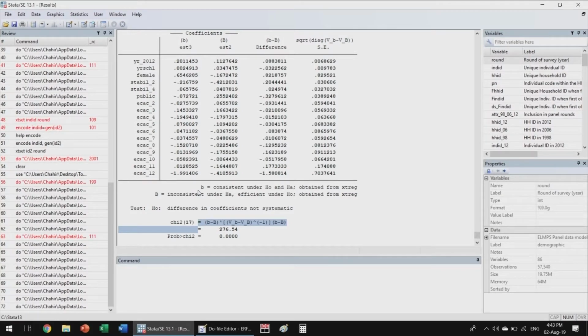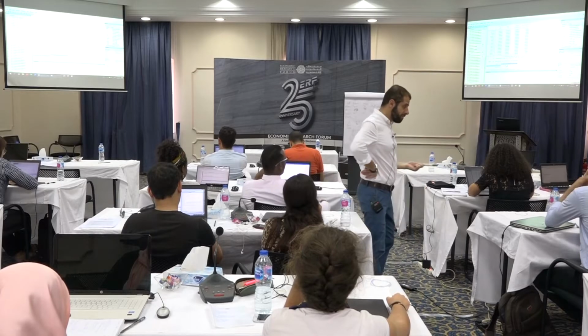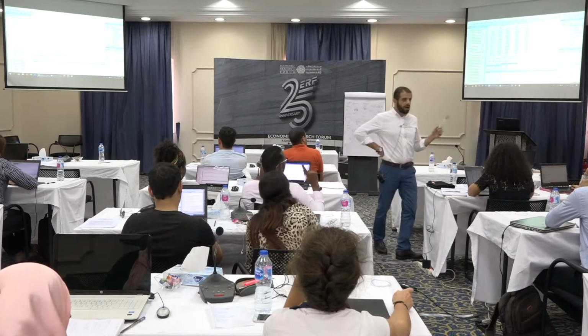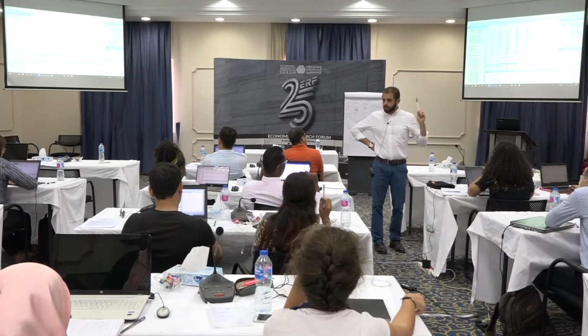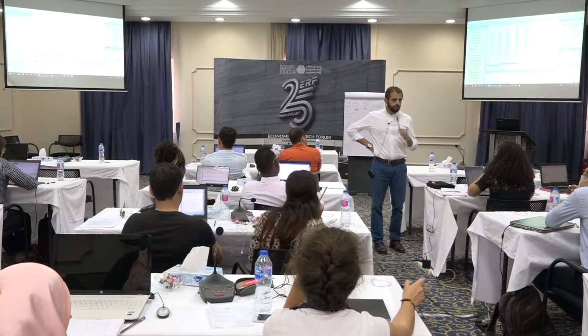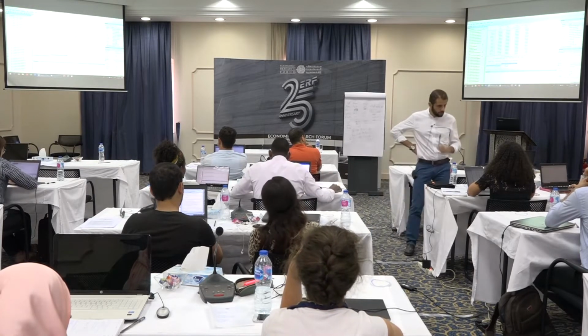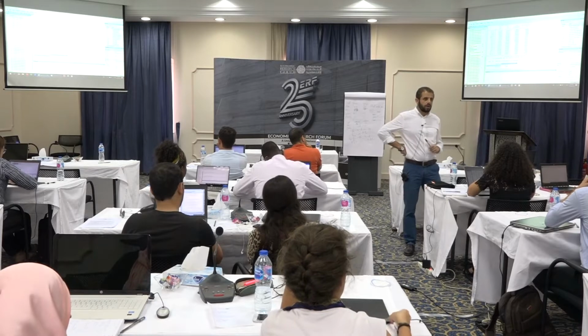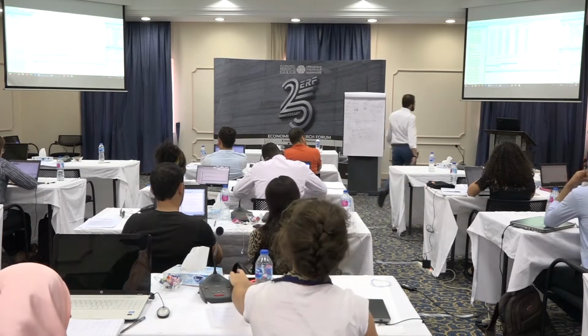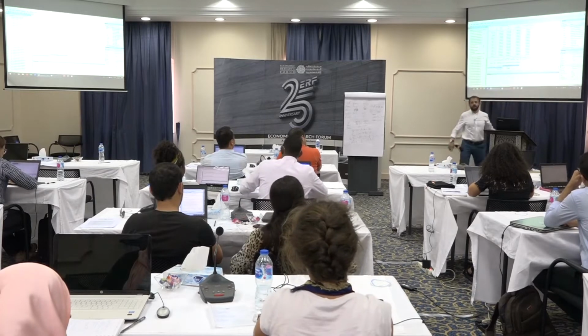So here, the p-value here is 0.000, which means that we reject the null hypothesis, or we do not reject it? We reject it. So if we reject it, this means that we reject the hypothesis according to which the individual effects are not correlated to the explanatory variables. So in this case, they are correlated, and if they are correlated, I have to use a fixed effect regression. So whenever the statistic is significant, I have to use fixed effect.